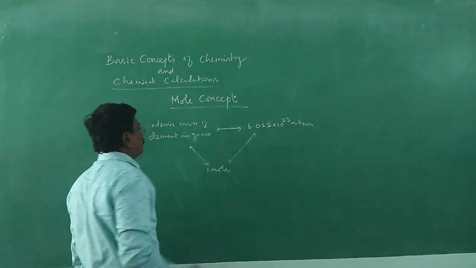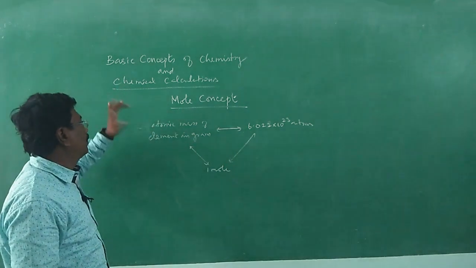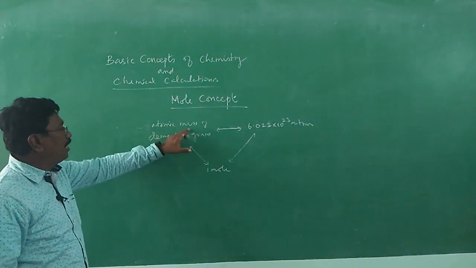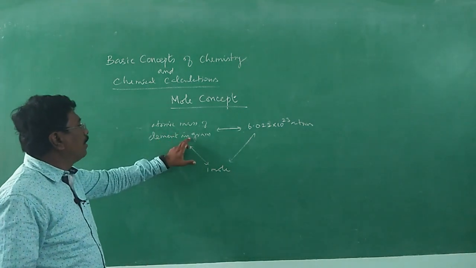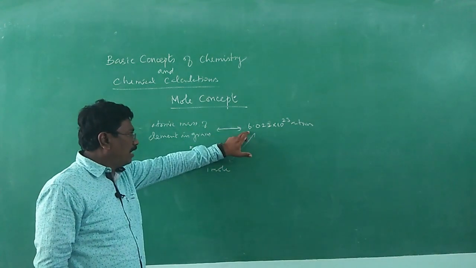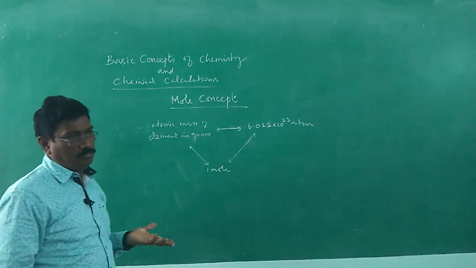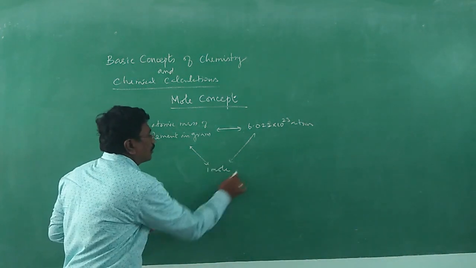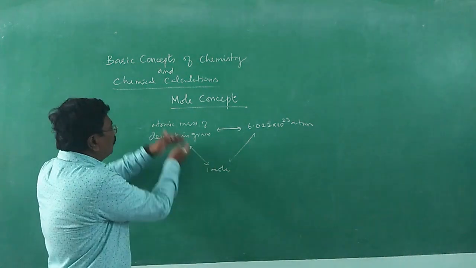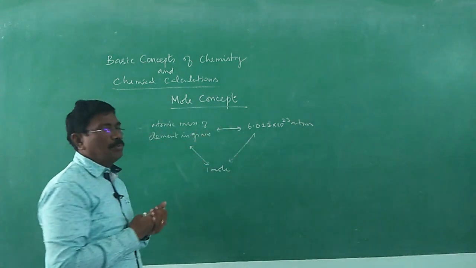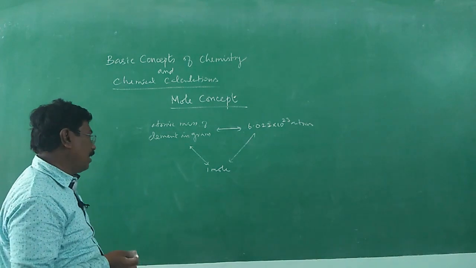So, 1 mole of a substance will have the mass equal to its atomic mass, atomic mass expressed in gram. Atomic mass of an element expressed in gram will contain 6.022 into 10 power 23 atoms. That many atoms put together we call 1 mole. So, 1 mole represents the amount of substance. Its mass will be equal to its atomic mass, and that will contain 6.022 into 10 power 23 atoms. Let me explain with an example.